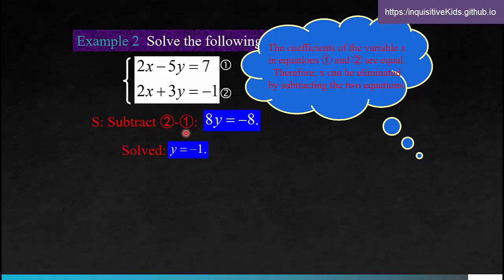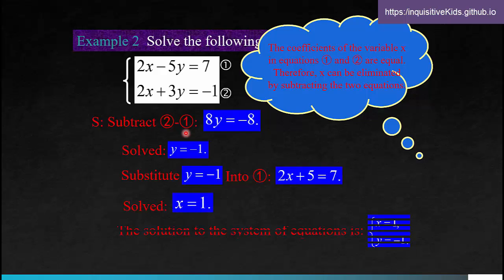Therefore, y is equal to negative 1. Substitute that into equation number 1, and we get x is equal to 1. Therefore, the solution is x is equal to 1, y is equal to negative 1.